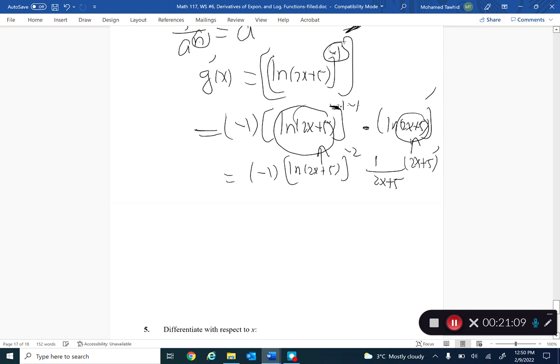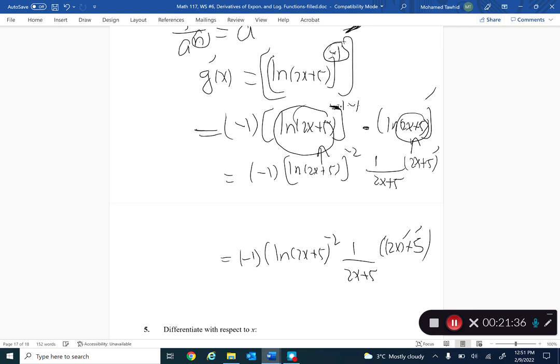So if I simplify this, you have negative 1 multiplied by ln(2x plus 5) to the power negative 2. And here 1 over 2x plus 5. Now, what do you have in the middle? Multiplied. So you have to take the derivative of 2x plus 5, which is (2x) prime plus 5 prime.